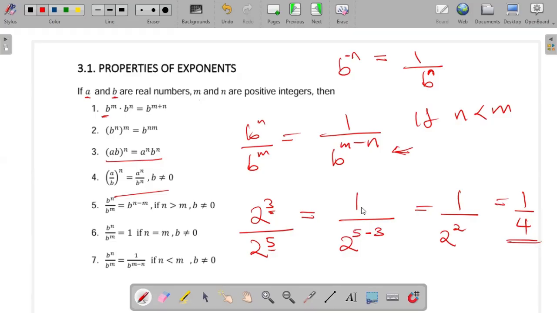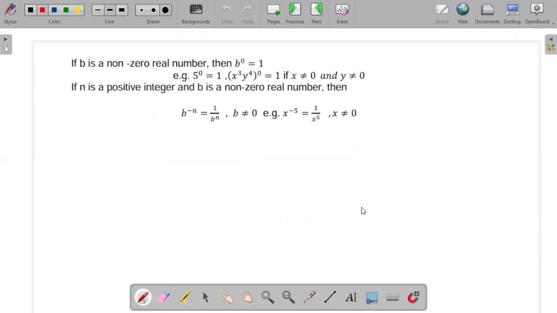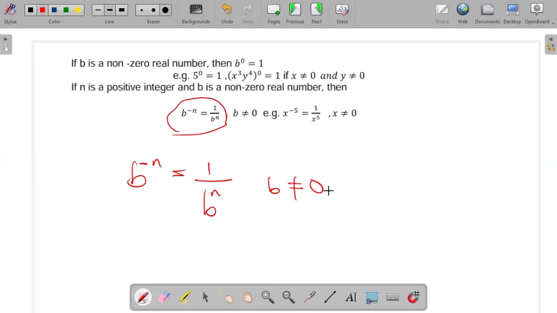Okay, I don't know if there are any questions so far on how we use these properties. We'll be using them as we look at the next examples. Any question? Okay, there's no question, so let us move on. We've already talked about this property: if I have b raised to the power negative n, this is just going to be 1 over b to the n, provided that b is not equal to 0.